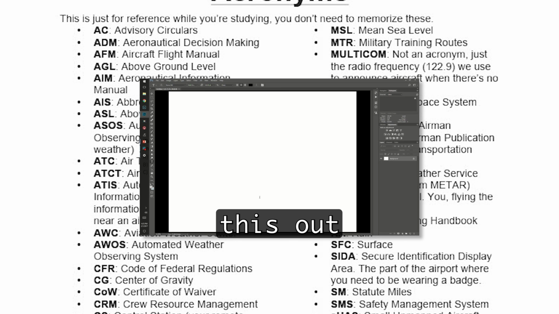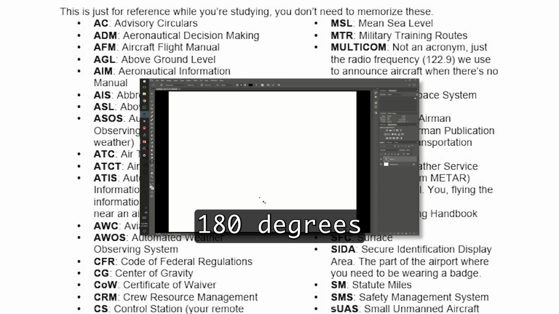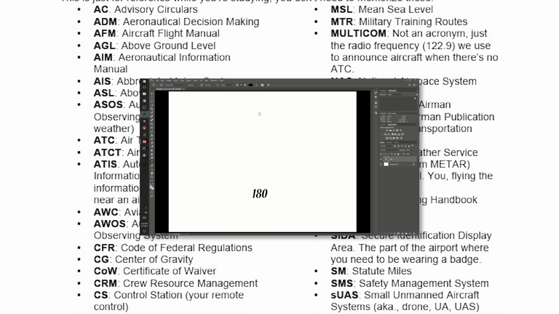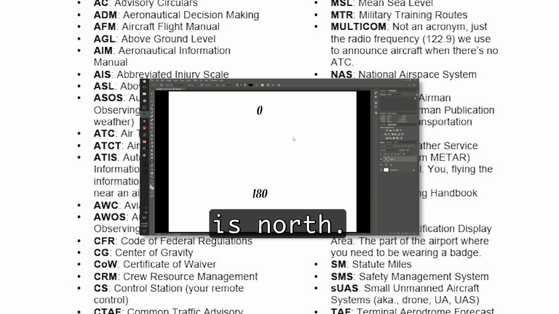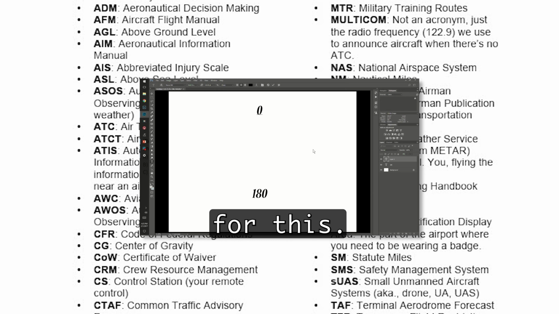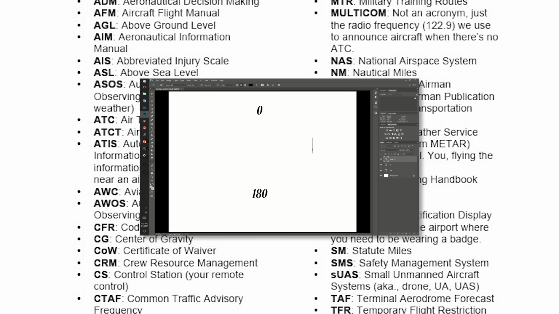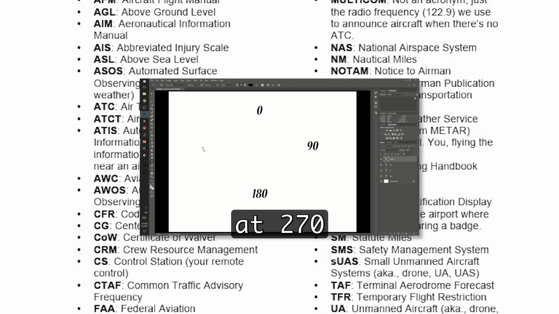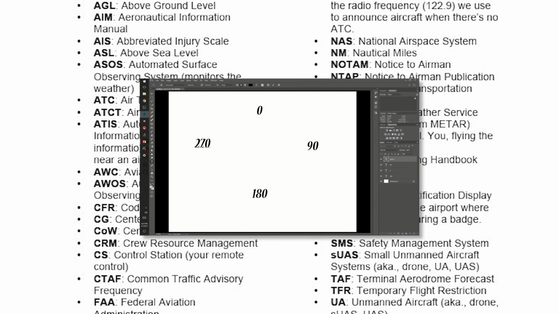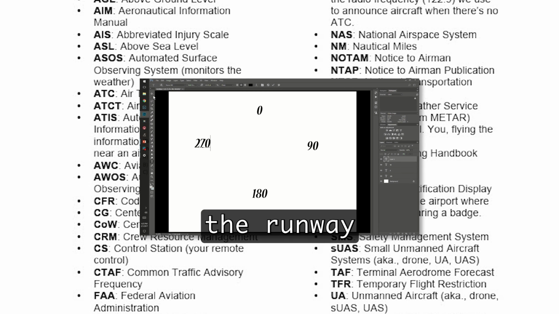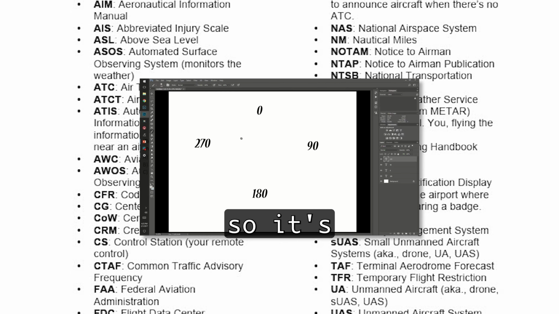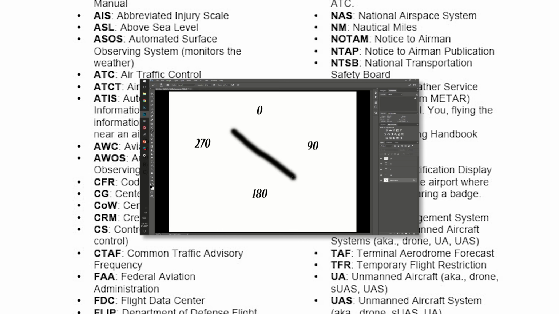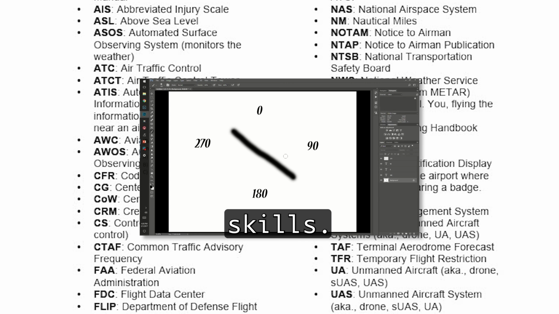Okay, so let's just map this out so we can keep ourselves sane. 180 degrees is south. 0 degrees is north. I'm a photographer, so I'm using Photoshop for this. East is at 90 degrees, and then west is at 270 degrees. The runway is 13, so it's headed 130 degrees like this. Okay, these are my awesome drawing skills.